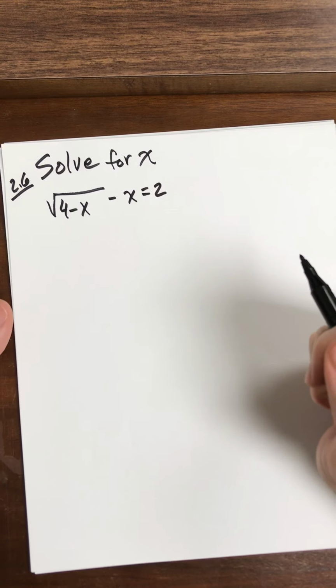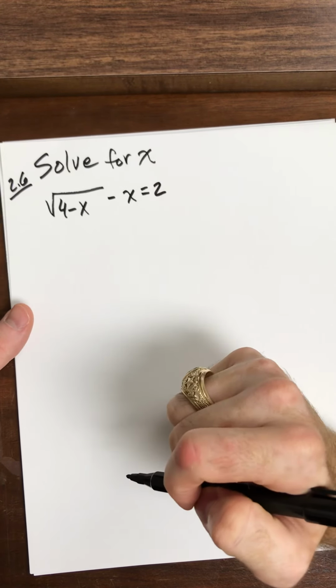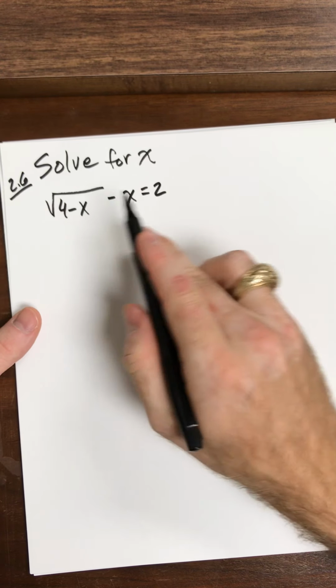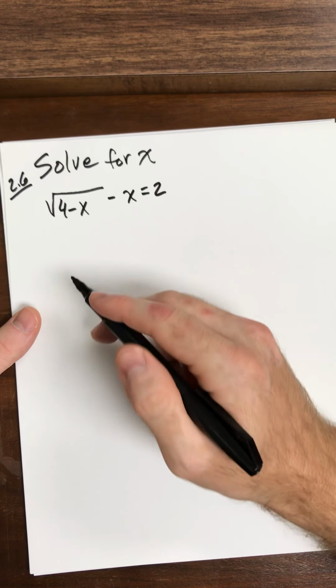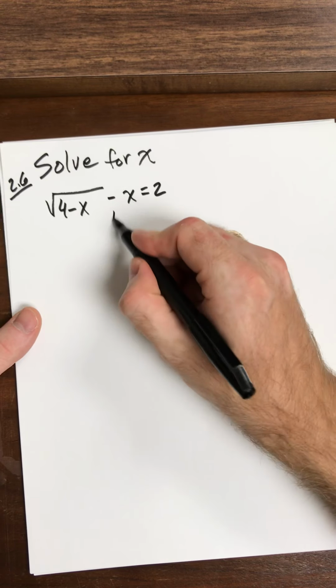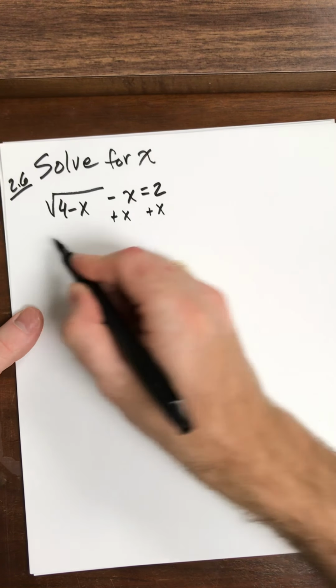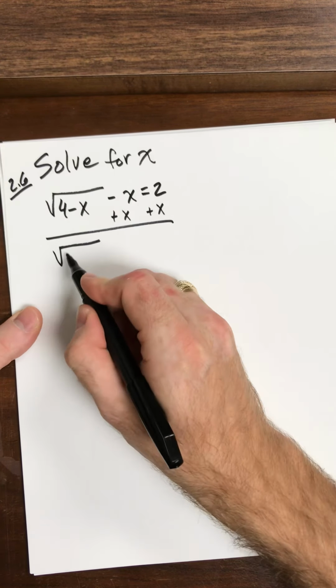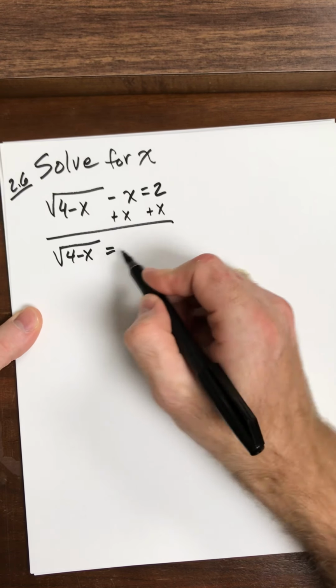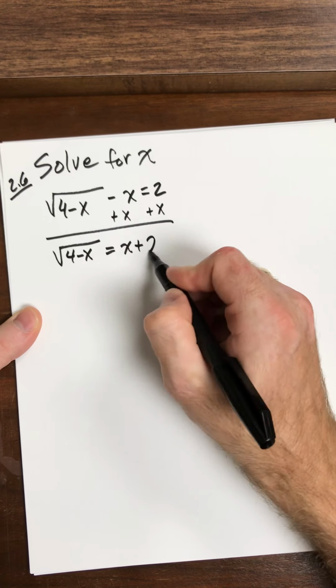Okay, so we want to solve for x. Now, to do this type of problem, the first thing I need to do is isolate the radical. So how do I get it by itself? Well, I add x to both sides. And so I have the square root of 4 minus x equals x plus 2.